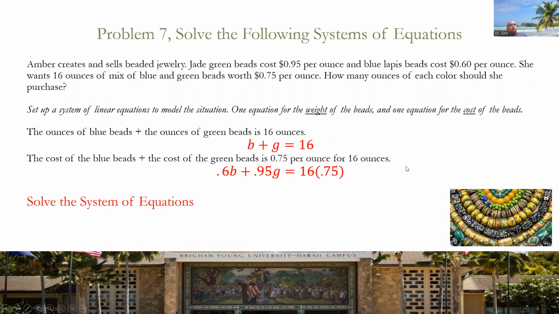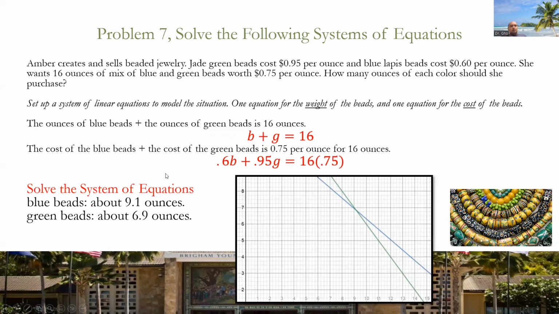The first equation is blue plus green equals 16. That's what she's trying to go for. And then the next one is the cost: 60 cents times the blue plus 95 cents times the green equals the cost of 16 times 75 cents, which is 12. And if we do substitution or elimination, or we can graph it out, we'll end up with blue beads being about 9.1 ounces, green beads being 6.9 ounces. You work through the math on that one.